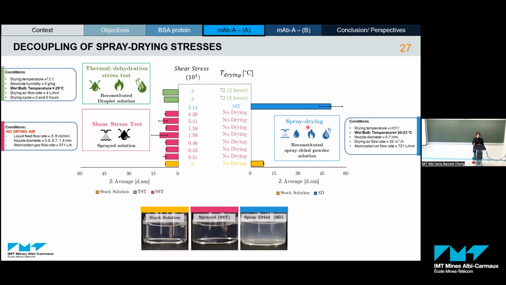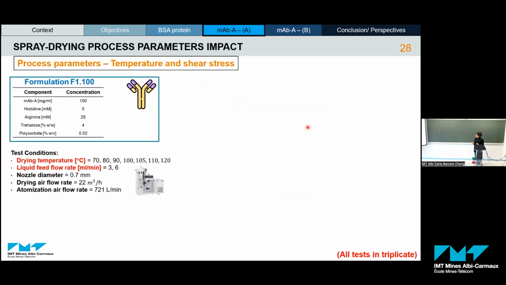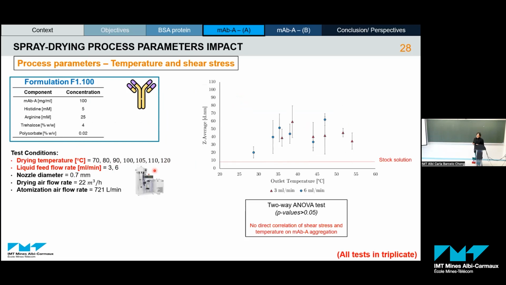Now we decided to investigate the parameters affecting this aggregation phenomenon, which led us to the next part of the study: the impact of parameters, such as temperature and shear rate, on this same formulation. For this, we used drying temperatures going from 70 to 120 degrees Celsius and two different feed flow rates to generate different shear stress regimes. From the results of this part, we observe that the impact of these parameters has no direct correlation with the decrease of the aggregation we are looking to eliminate.